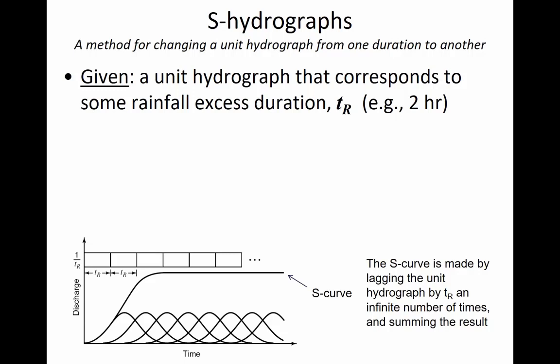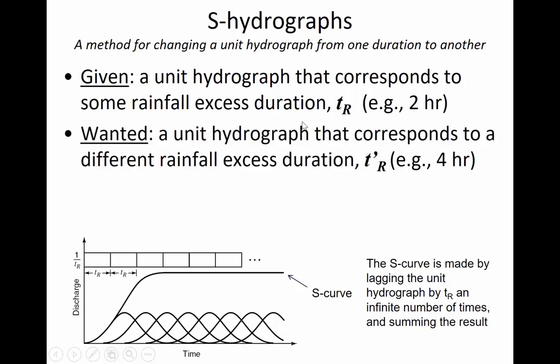What that'll allow you to do is take a unit hydrograph that has a certain rainfall excess duration and convert it into a unit hydrograph of another duration. So let's say that there was a watershed that you've been studying and you had a really good two-hour storm, but you wanted to know what a 4-hour storm is going to look like in terms of the stream response in that same watershed. What the S-hydrograph method will allow you to do is convert the runoff hydrograph from a 2-hour rainfall excess to a 4-hour rainfall excess, or any duration that you're interested in.